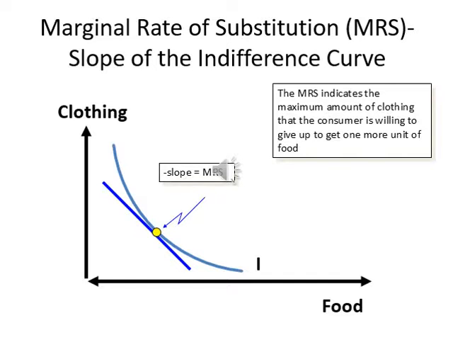Slope of the indifference curve indicates marginal rate of substitution, MRS. The MRS indicates the maximum amount of clothing that the consumer is willing to give up to get one more unit of food.